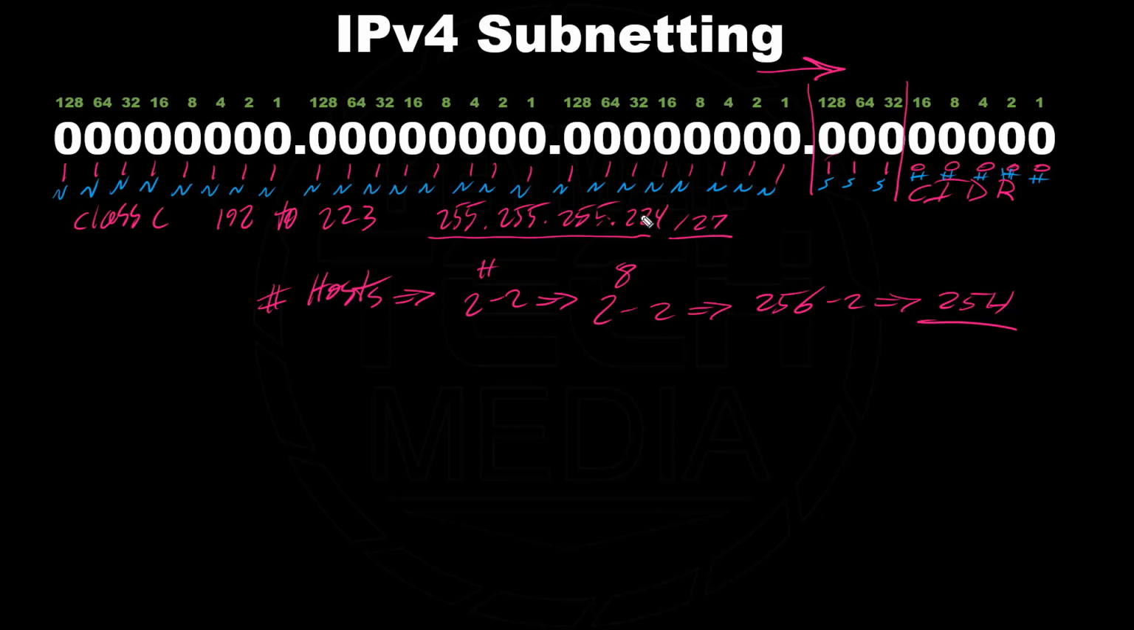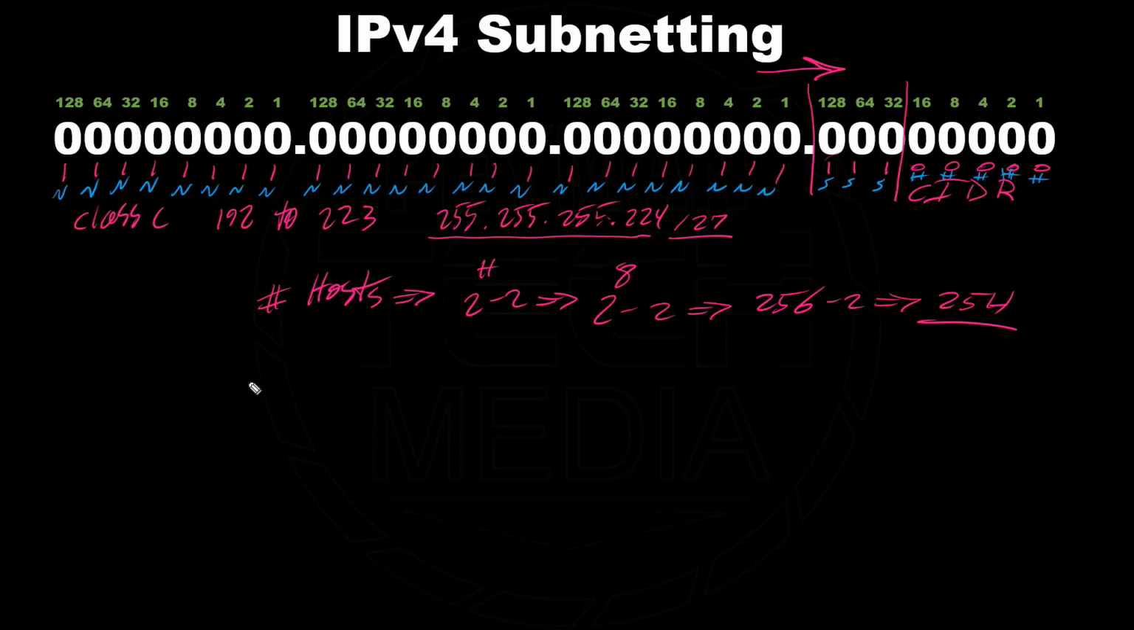Here we can see 224. If we convert decimal to binary, we get this binary number. If we convert binary to decimal, we get this decimal number. So the CIDR notation of 27, the subnet mask is 255.255.255.224. Now how many available subnets do we have?